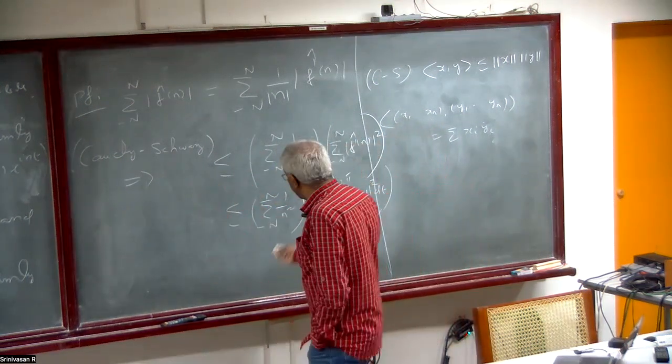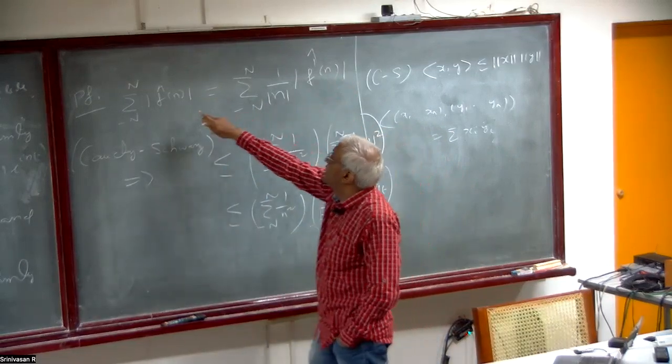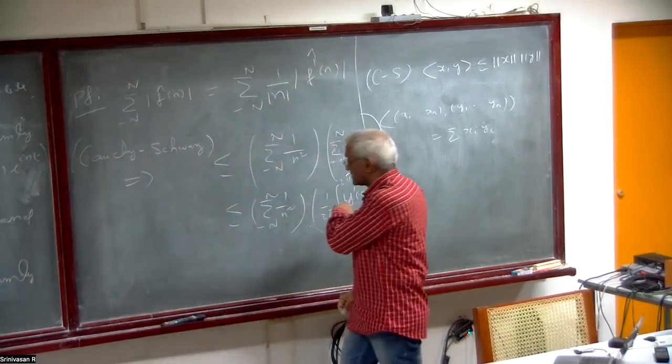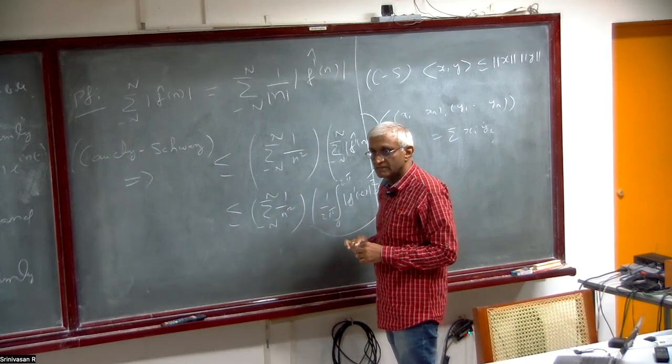So it follows, and it is uniform. There is no t here. Here there is a t, but this is a different t. There is no t here. So it's a uniform convergence.